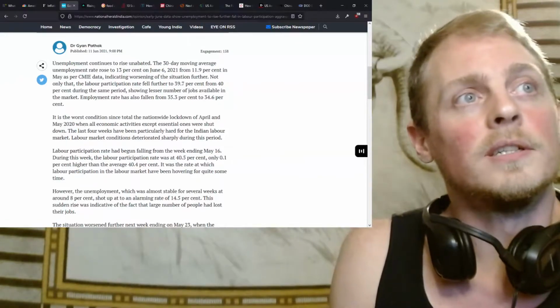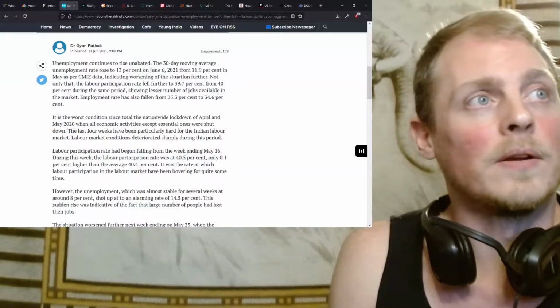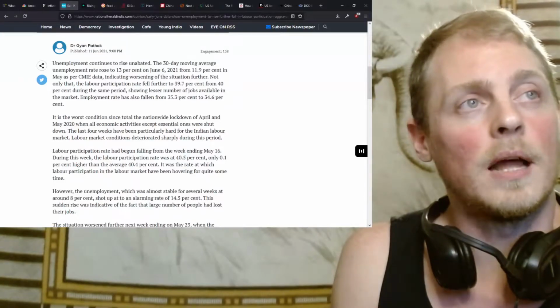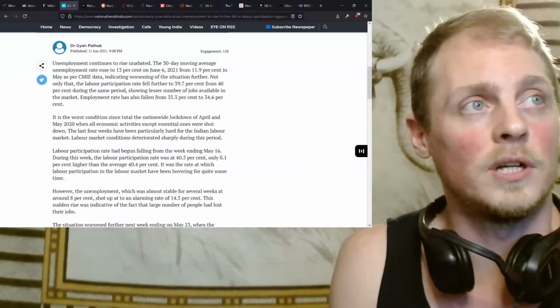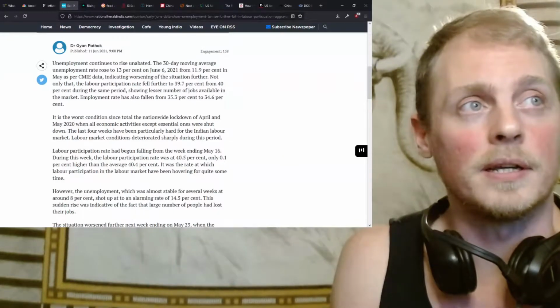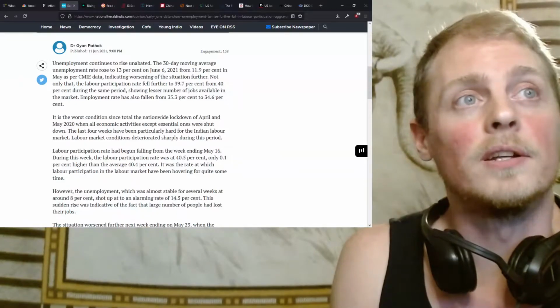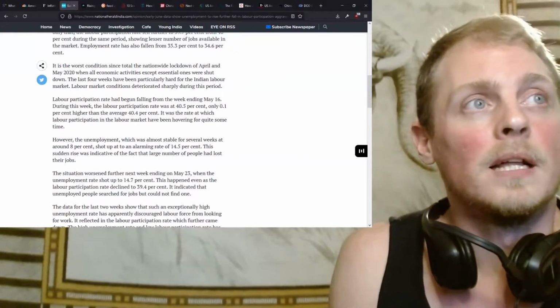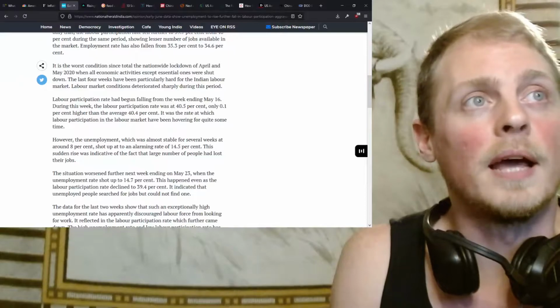It's the worst condition since the total nationwide lockdown of April and May 2020, when all economic activities except essential ones were shut down. The last 4 weeks have been particularly hard for the Indian labor market. Labor market conditions deteriorated sharply during this period. Labor participation rate had begun falling.